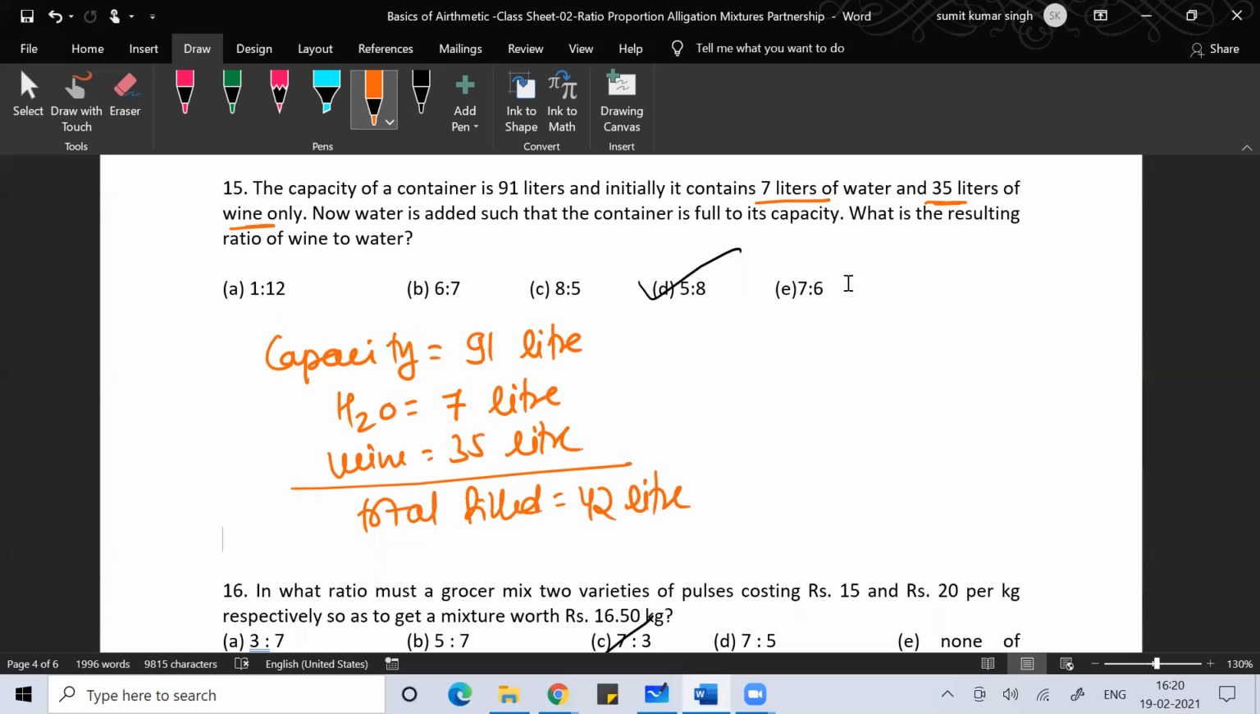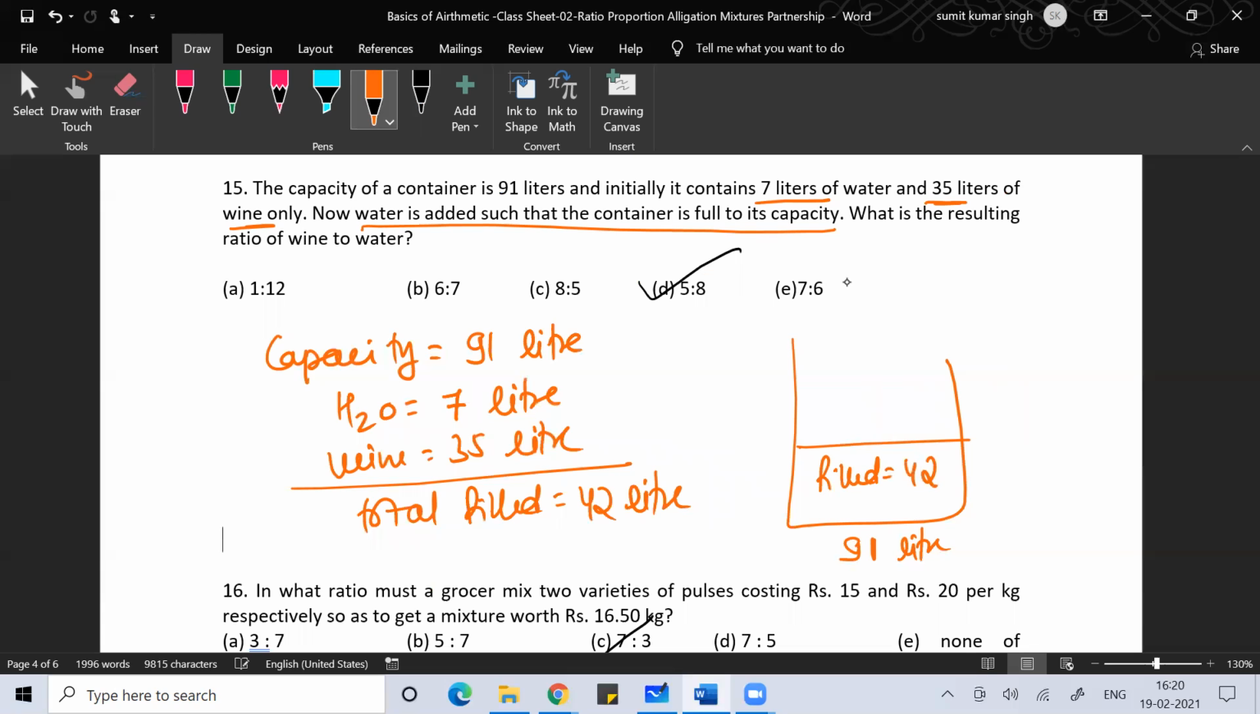Fine everyone. Now water is added to that container to its full capacity. So you add water into this to its full capacity. The total is 91 liters, and it is filled to 42 liters.